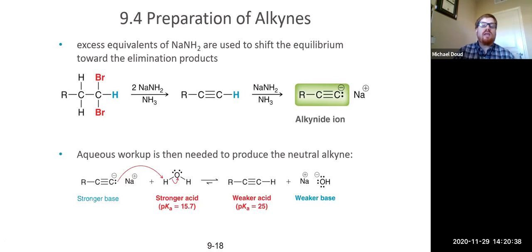As I mentioned in the previous slide, if you use excess amounts of sodium amide, or whatever your strong base is going to be, that's a way you can shift the equilibrium towards the products. The reason is that you form this alkynide ion, which then can't undergo addition on the way back. Once you have your alkynide ion, if you put it in any protic solvent, like water or ethanol, that's enough to protonate it, and you get your neutral alkyne.